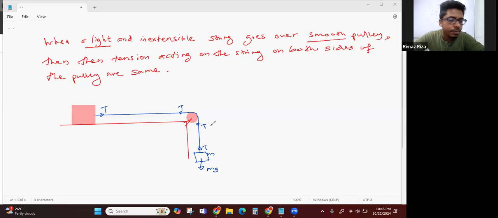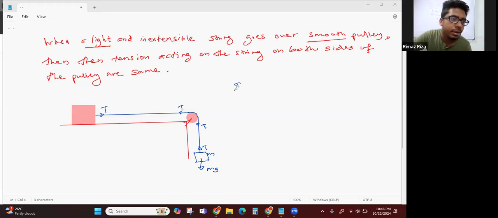the same tension. Understood? Suppose if the pulley is not smooth, the tension here will be different from the tension here. If the pulley is rough. But it's smooth, so therefore everywhere the tension will be the same. Is that clear? Yes.